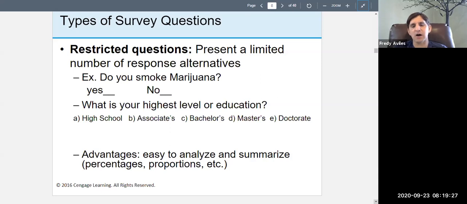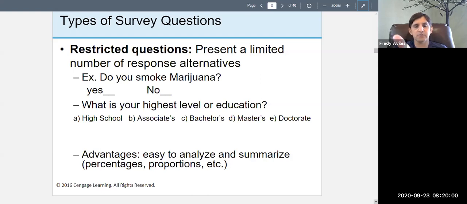Oh, here's another example. What is your highest level of education? In other words, how much education have you attained, right? A for high school, B associates, C bachelor's, D master's, E doctorate. But it's still a restricted question. They have to select one of those, okay? Please don't make these things open-ended questions, okay? Otherwise, it makes it more difficult, okay? So restricted questions. Right away, I'll tell you the advantages. The advantages about these is that they're easy to analyze and summarize, okay? Easy to analyze.